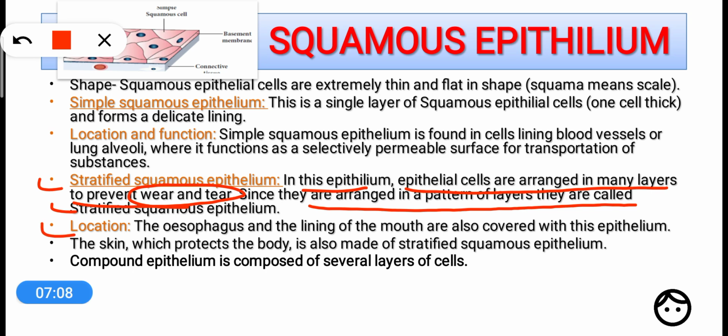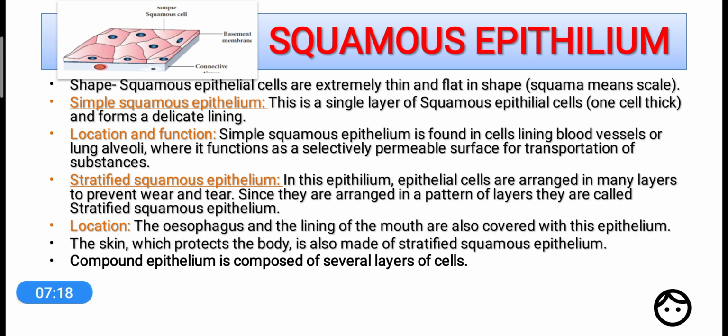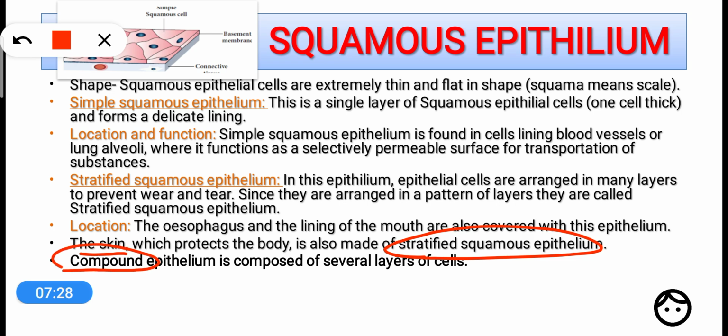If we talk about the esophagus, that is the food pipe, and the mouth, in both of them the lining is made up of multi-layered stratified squamous epithelium. Skin, that is the highly protective and strong covering of the body, is also made up of stratified squamous epithelium. The stratified epithelium is also called compound epithelium. So whenever epithelium is multi-layered, it is called compound epithelium.